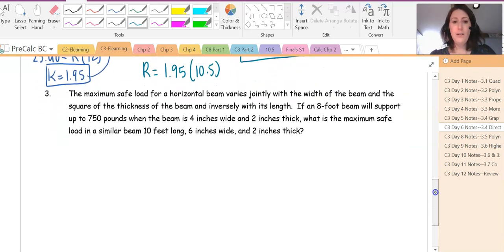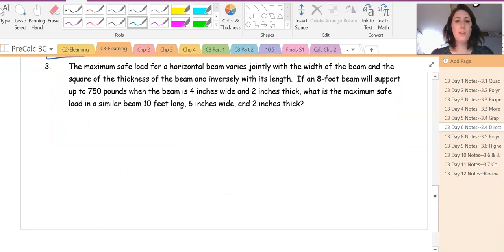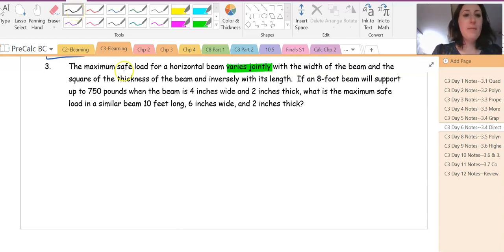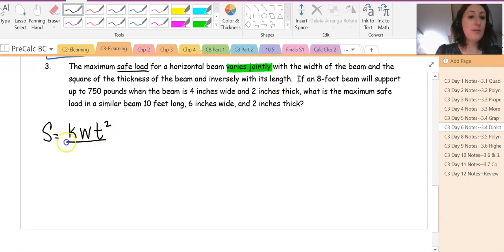All right. Finally, the maximum safe load for a horizontal beam varies jointly with the width of the beam and the square of the thickness of the beam and inversely with its length. Whoa, there is a lot going on here. All right, let's see if we can write this. Maximum safe load, I'm going to say that's S. Varies jointly. Okay, we have a k with the width of the beam, W, and the square of the thickness, meaning T squared. And then inversely with its length, that means we're dividing by L.